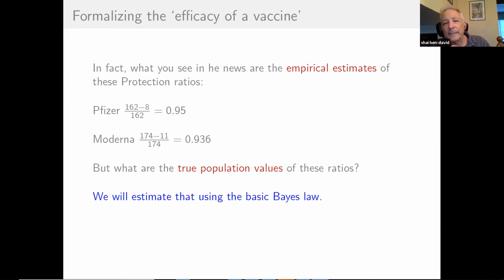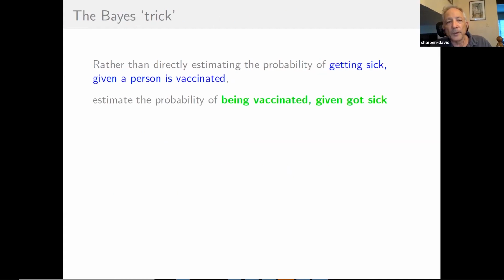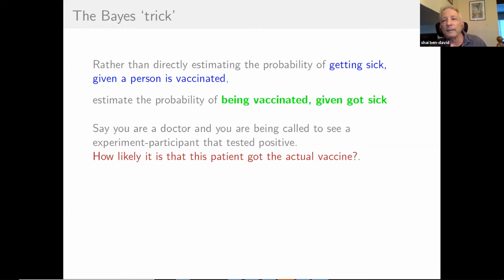In order to estimate the reliability here, we will use the standard Bayes law, or the Bayes trick. So what is the Bayes trick? Rather than directly estimating the probability of getting sick given that you are vaccinated, we flip it on its head and ask: what is the probability of being vaccinated given that you got sick? So what does it mean? Say you are a doctor in a hospital and you are being called to see a patient who you know was part of the experiment and tested positive. How likely is it that, when they tell you what he got, he actually got the vaccine? Given that a patient is sick, what is the probability that he got the actual vaccine and not a placebo?